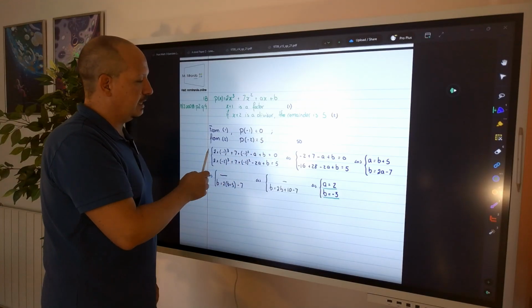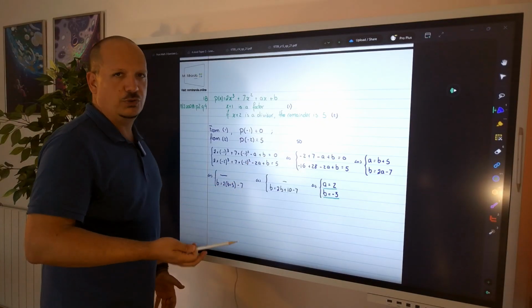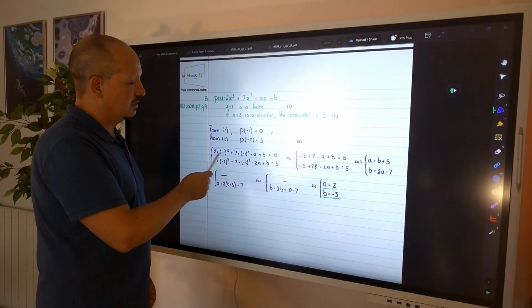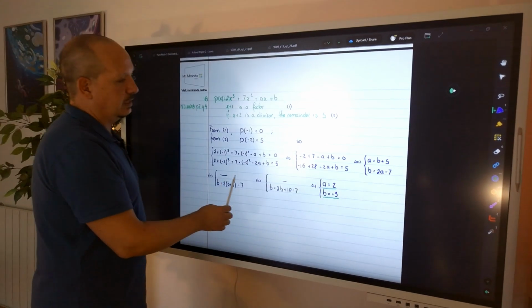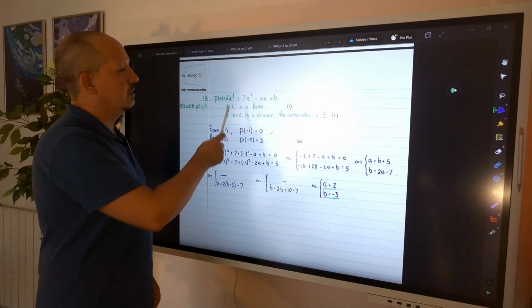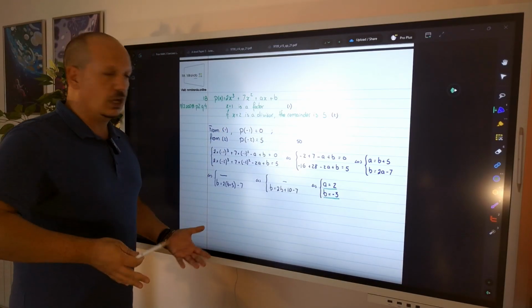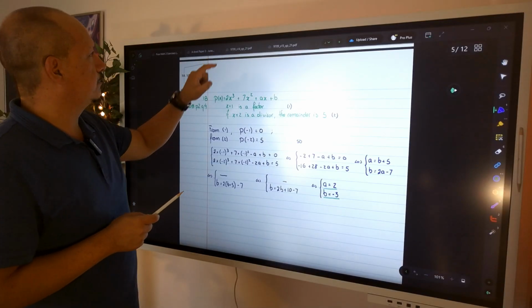Now you plug this in to create some simultaneous equations, and I take it that at this moment you all know how to solve simultaneous equations, all right? And you eventually will end up with the values of a equals 2 and b equals minus 3. Not complicated at all, right? Let's look at another example.